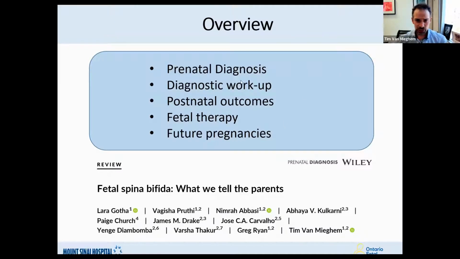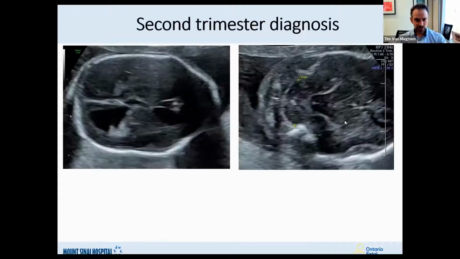And so what I'm going to talk a little bit about is really looking at how do we diagnose spina bifida, what kind of workup is needed once you've diagnosed the condition, and then what are the outcomes and what treatments can we offer before or after birth. Now, in most places, spina bifida has really become a second trimester diagnosis and an ultrasound diagnosis. So we've really moved away from the alpha fetoprotein screening, which had a high false positive rate of screening. And I think that most societies in the developed world really rely on ultrasound.